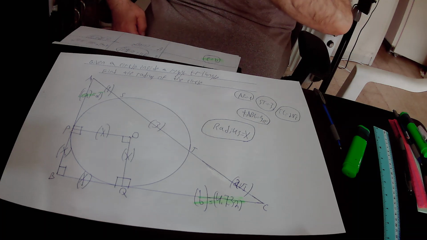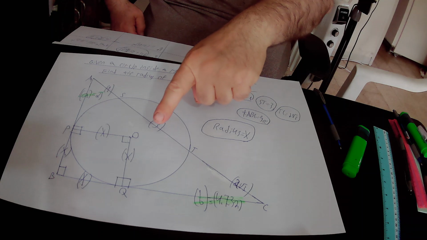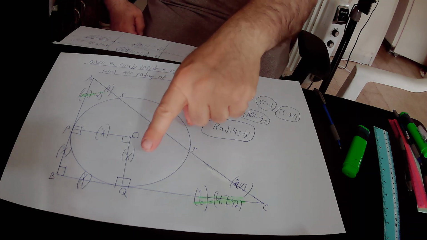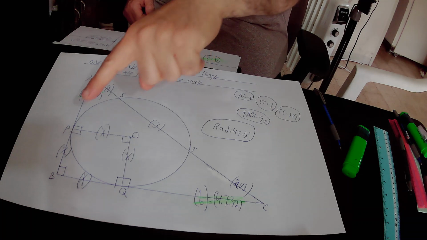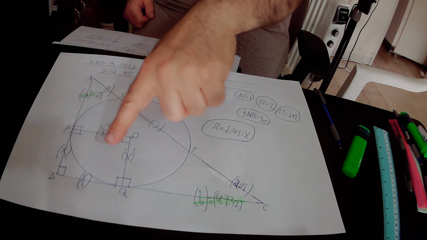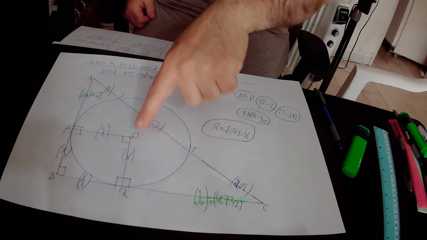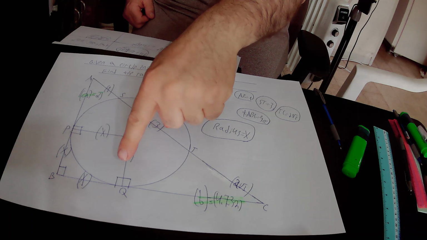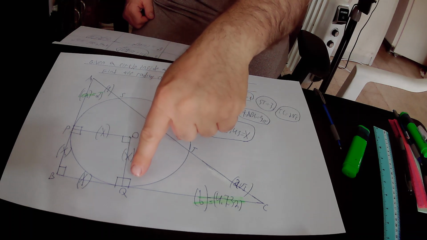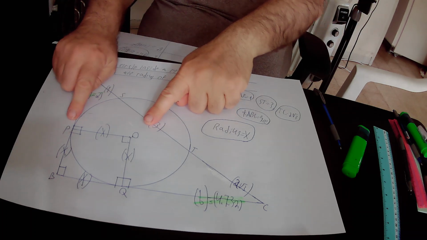We can implement here rule 1. Why? Because the radius OQ, equal to x, is drawn to point Q, that is the point of tangency of tangent BC with this circle. For that reason, tangent BC will be perpendicular to the radius QO. That is to say, this angle equals 90 degrees and this angle equals 90 degrees according to rule 1.